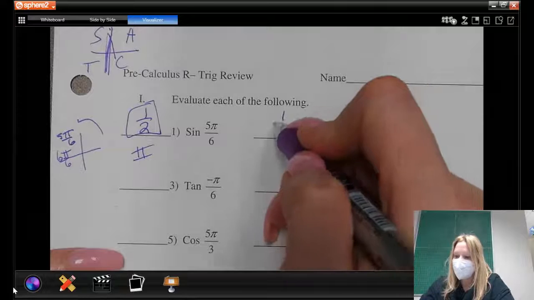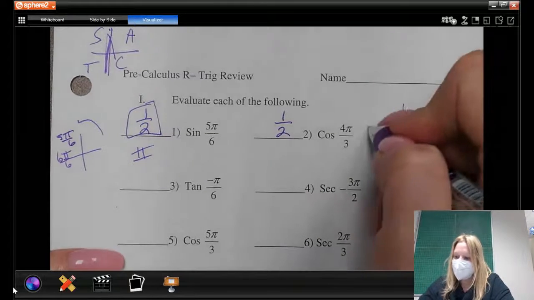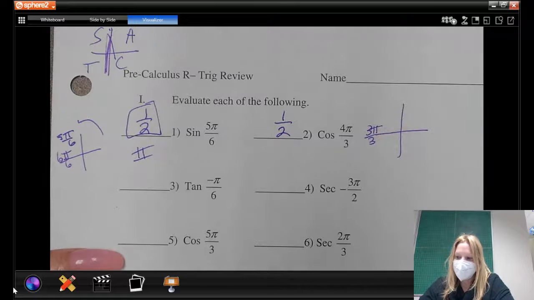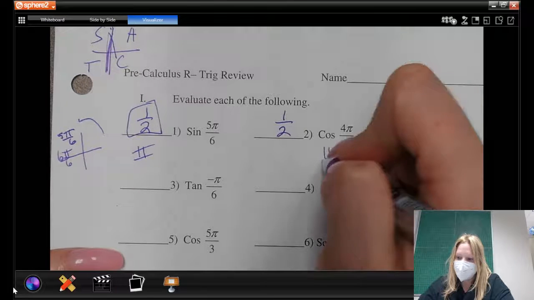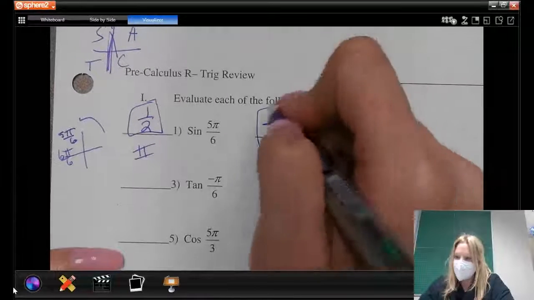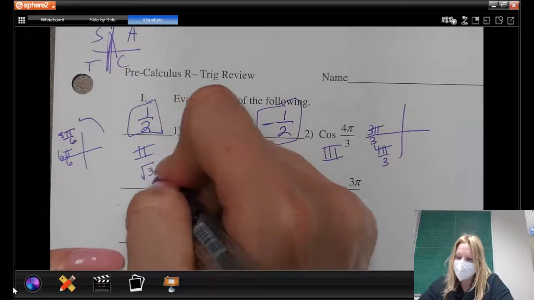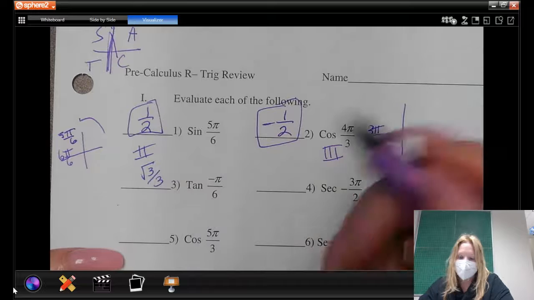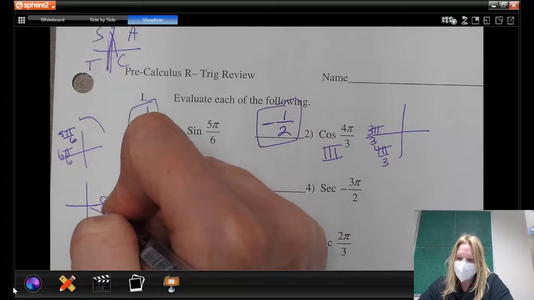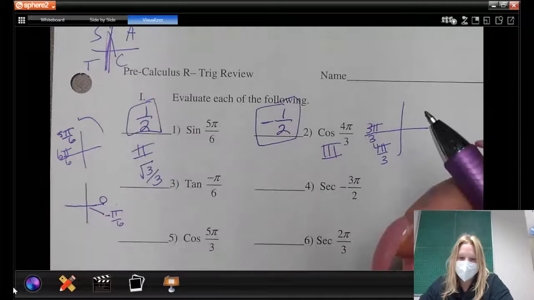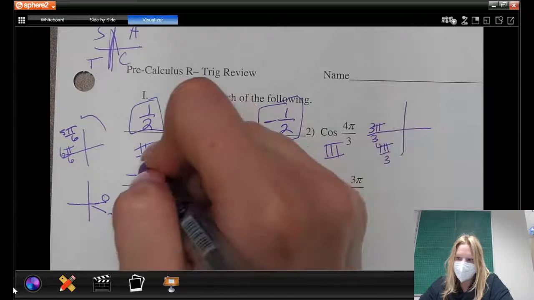Cos of pi over 3 from the chart is a half. 4 pi over 3, I would think 3 pi over 3 is right here on the line at pi. So 4 pi over 3 is third quadrant. Cos is negative in the third quadrant. Tan of pi over 6 is radical 3 over 3, again, from my chart. Negative pi over 6, you start at 0, you're going negative 30 degrees. So you're in quadrant 4. Tan is negative in quadrant 4.